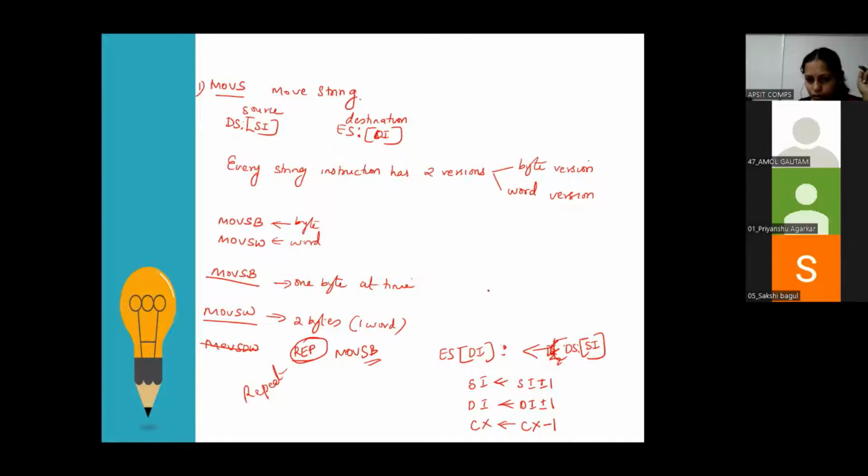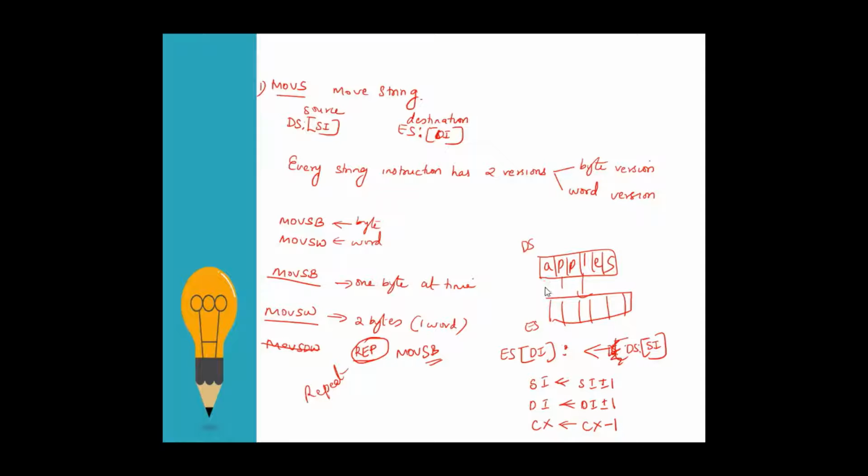See, suppose I want to move a block of data which is in the data segment to the extra segment. Suppose this is apples. I want to move apples, which is currently in the data segment, to some location in the extra segment. I'll be doing it byte by byte. Initially SI will be pointing here. Who is the index register in your extra segment? DI.